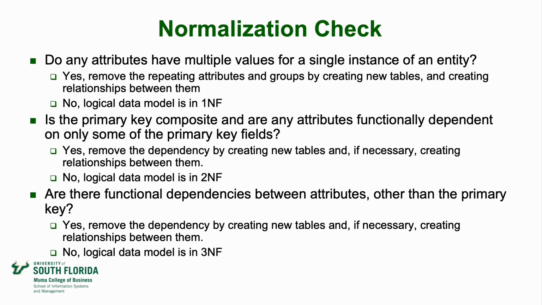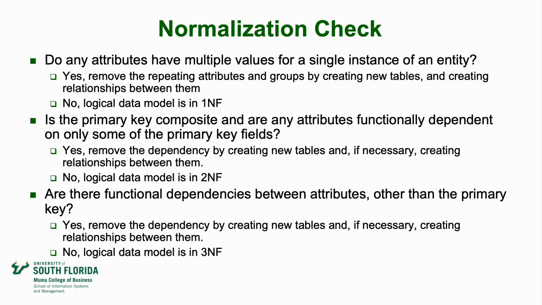Then ask, is the primary key composite? And are there any attributes functionally dependent on only some of the primary key fields? If yes, then remove the dependency by creating new tables and creating relationships between them. If not, the table is in second normal form.